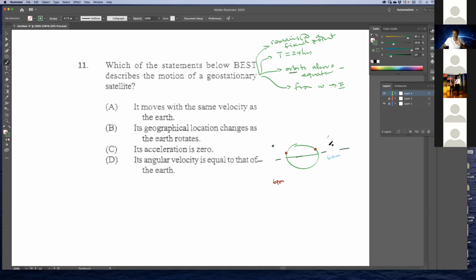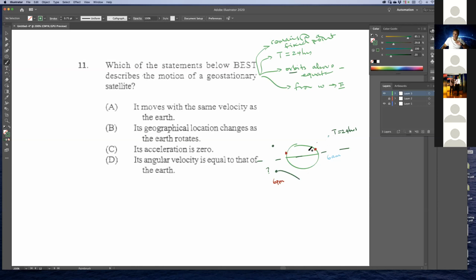If it's not above the equator, and at 6 a.m. is above our house, would it be above our house? Its period is 24 hours, just like the Earth. In 12 hours' time, would it be above our house, or would it be here? And those of you who were in class in a week would know that it will be here.